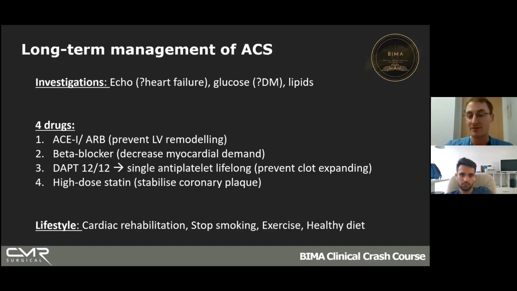You then want to start them on 4 different drugs. These are really important, and these will probably come up in your exams. Number 1 is an ACE inhibitor or an angiotensin receptor blocker. These prevent your left ventricle from remodeling. What that means is after it's died, the heart muscle tries to build back in a disorganized way, and that's bad. The ACE inhibitors stop that and leave your heart muscle as it is. And these improve the length of time that you live.